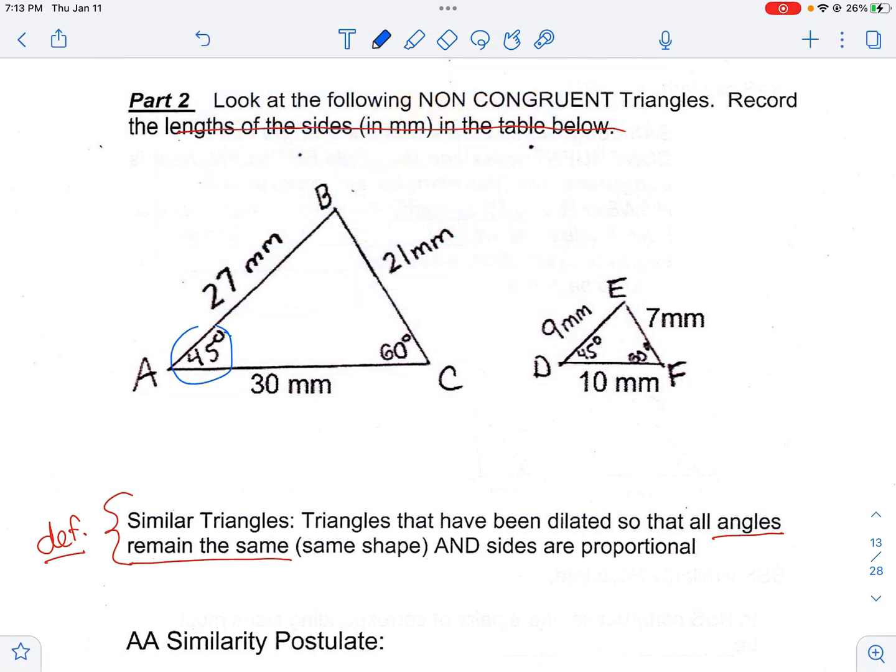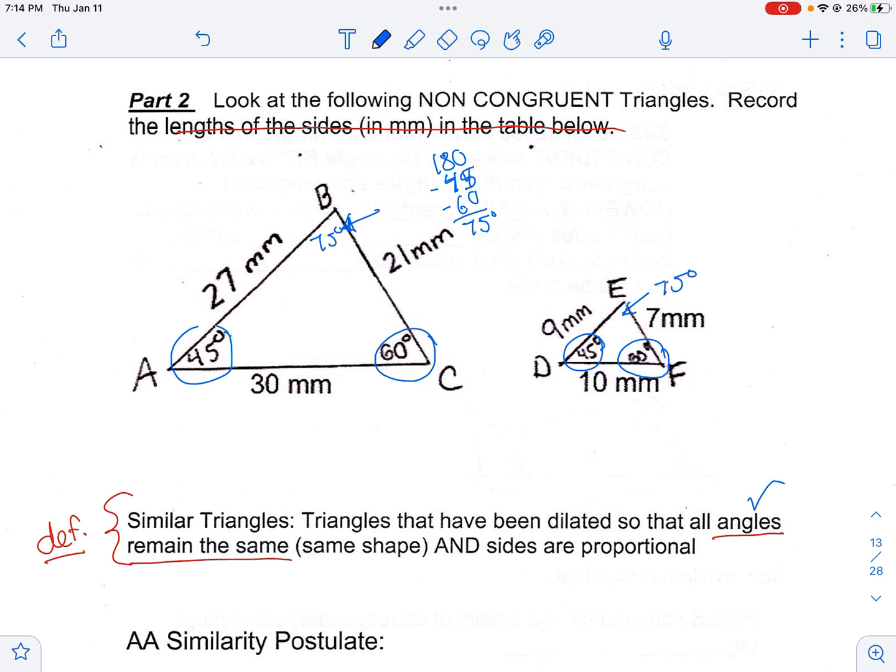Well, this one's 45, this one's 45. This one's 60, this one's 60. And since we know that the angles add up to 180, if we do 180 minus 45, minus 60, we can see that this missing angle is going to be 75. And this missing angle will also have to be 75. So it does appear that all of the angles are the same.